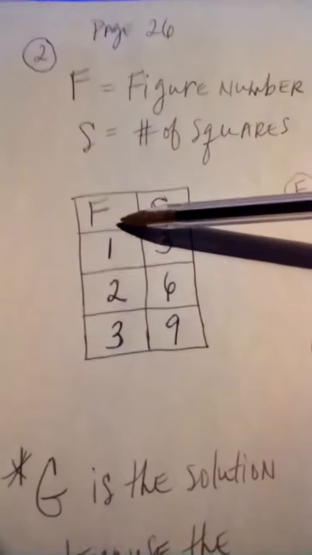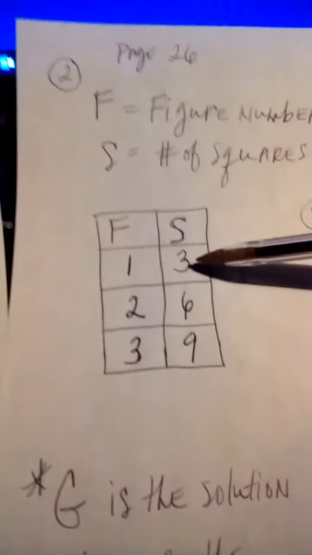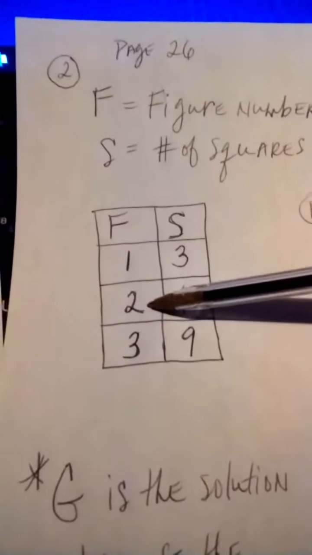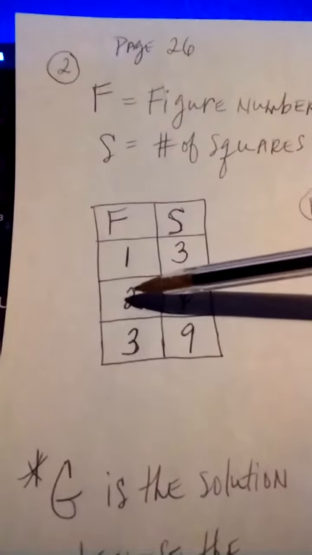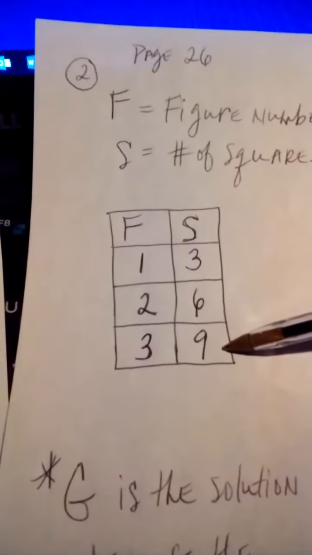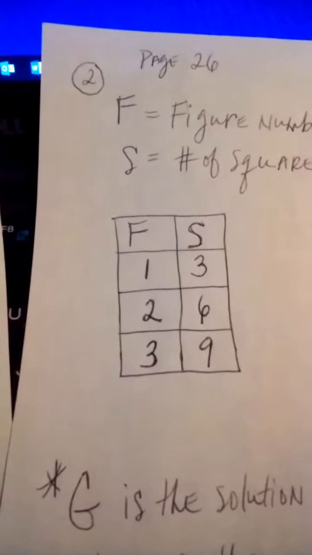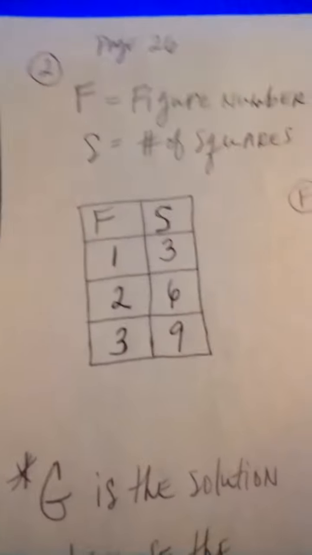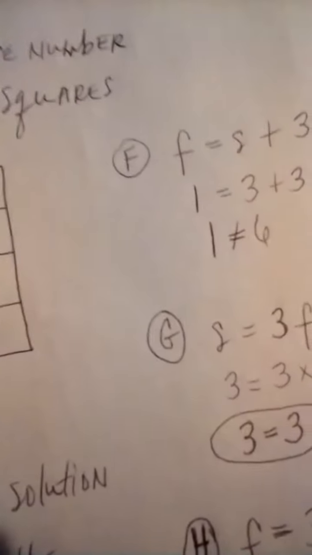And I showed how figure 1 has 3 squares. Figure 2 has 6 squares. Figure 3 has 9 squares. And now I'm going to test each formula that's shown.